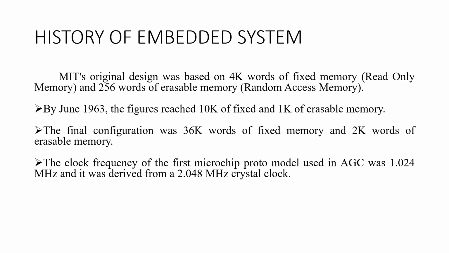The accessibility of the device shows the reliability of the device. And by June 1963, the figures reached 10K of fixed and 1K of erasable memory. Then the final configuration was 32 kilobytes of fixed memory. And the clock frequency of the first microchip model in the AGC was 1.024 megahertz. Okay, so clock frequencies are very important. Clock frequencies are used for calculating the number of cycles in a clock.